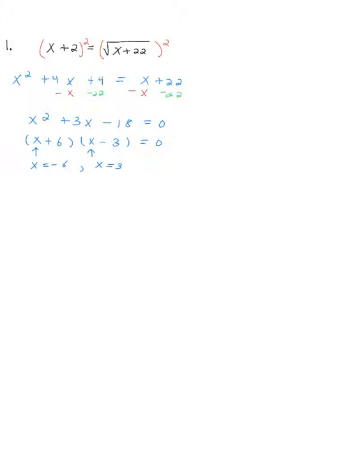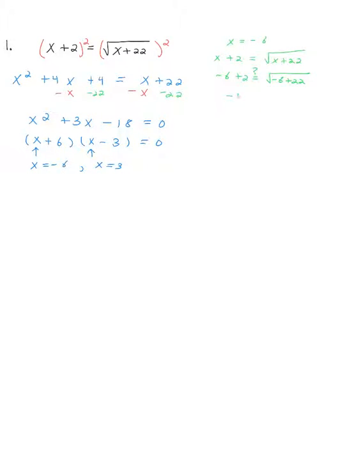I'll start with negative 6. I don't have a good feeling about this one. If we go back to the original equation, which is x plus 2 is equal to the square root of x plus 22, I already know it's not going to work. On the left, you get a negative number. But just to complete this, to write the whole thing out, is this true?